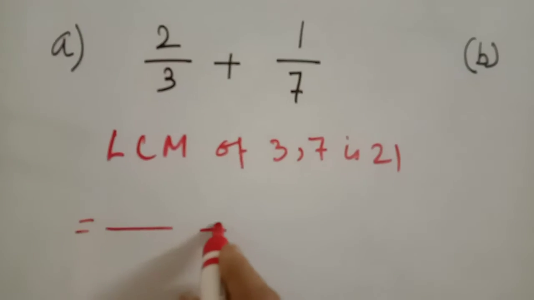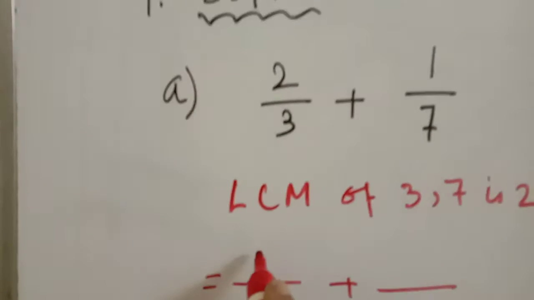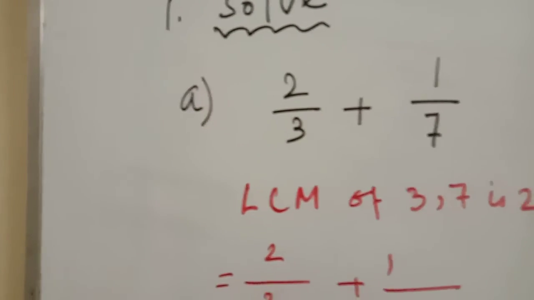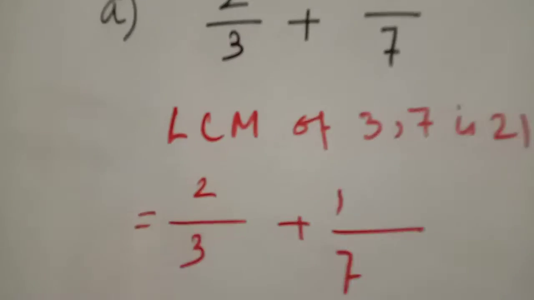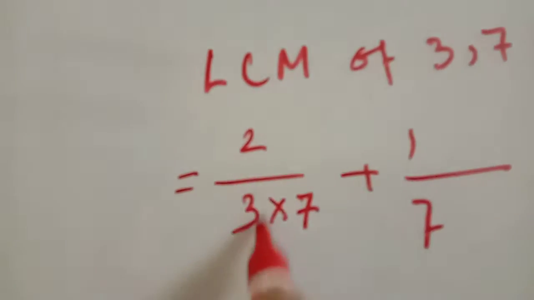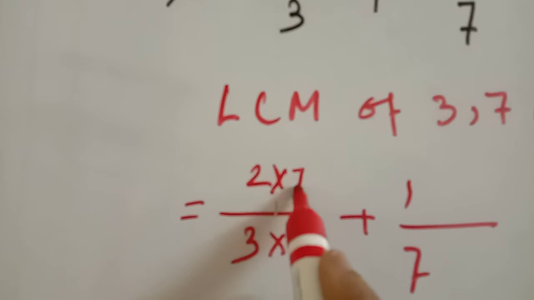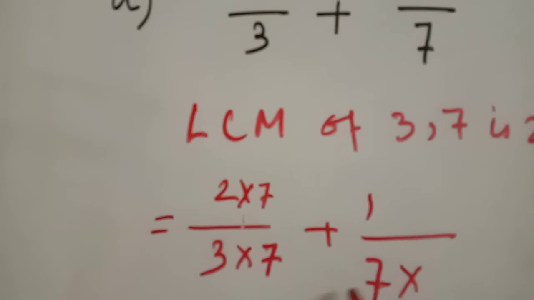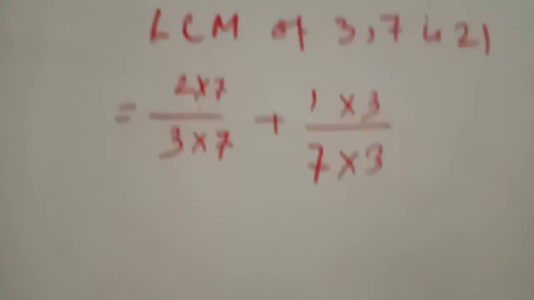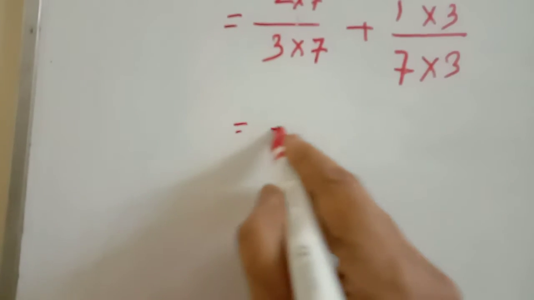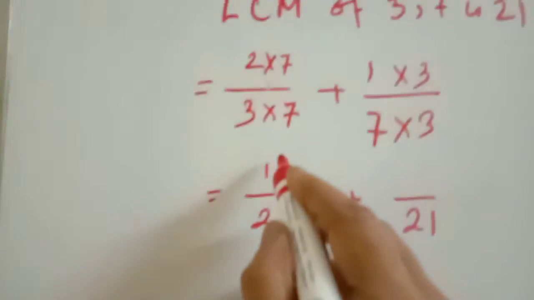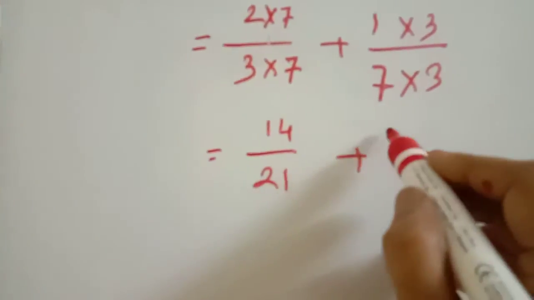Your fractions were 2 by 3 and 1 by 7. To make the first one 21, you have to multiply both numerator and denominator by 7. When you multiply 3 by 7, it will become 21. For the second, both numerator and denominator you have to multiply by 3. In both the cases you are getting 21 as the denominator. Here 2 sevens are 14, and here 3.